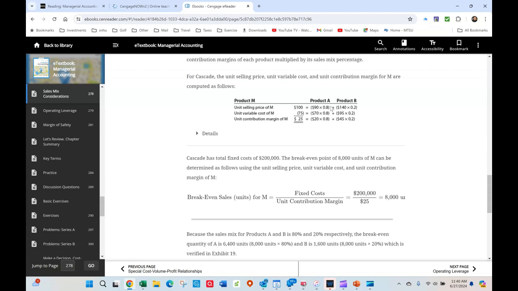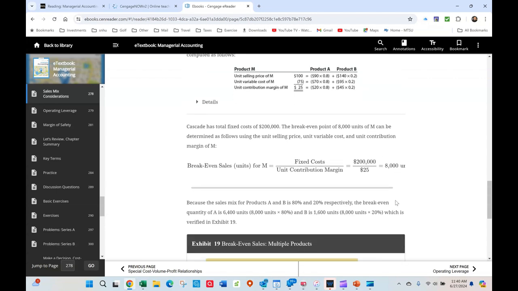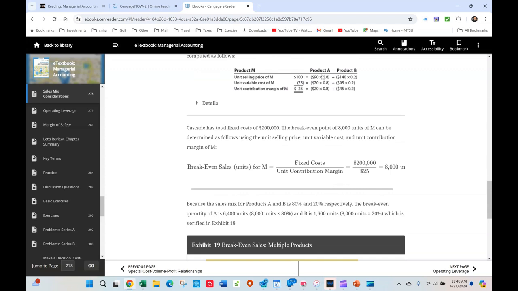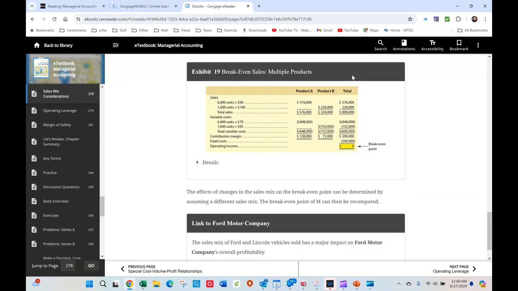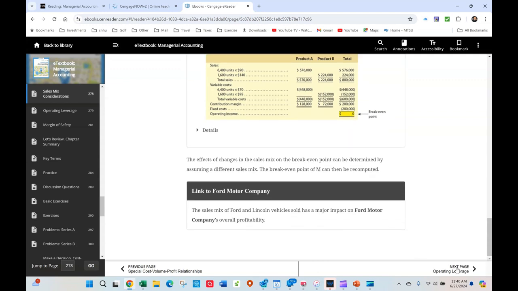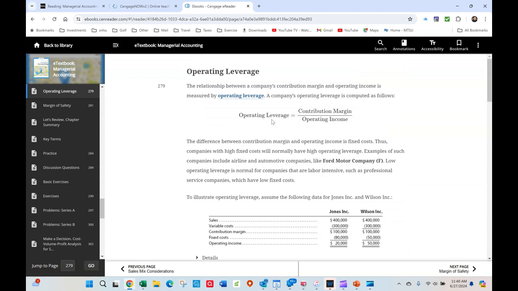So if you have a product mix of 80% of product A and 20% of product B, and you have these costs, then you're going to need a total of 8,000 units. Now you multiply 8,000 times 0.8, and that will give you the number of product A, and 8,000 times 0.2, and that'll give you the number of product B. And then you can carry this out and see that that's break even.